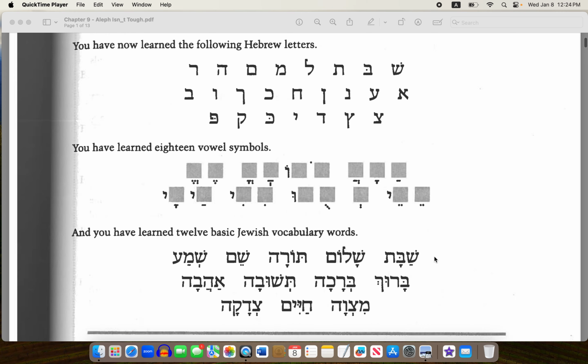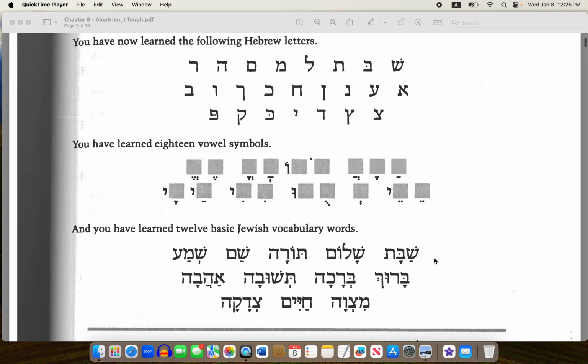And then we'll read the following vocab words that we know how to read now. Shabbat, Shalom, Torah, Shem, Shema, Baruch, Beracha, Teshuvah, Ahava, Mitzvah, Chayim, Tzedakah.